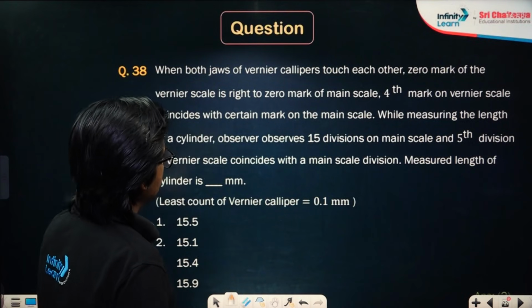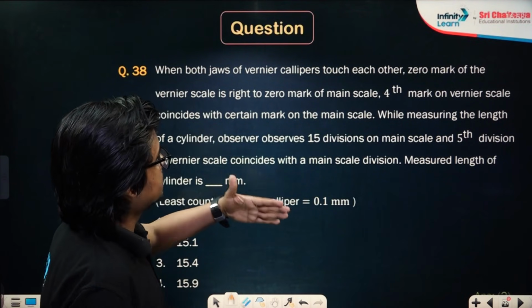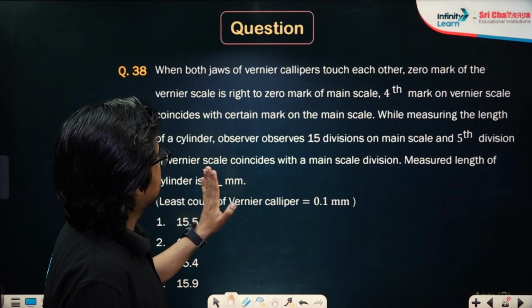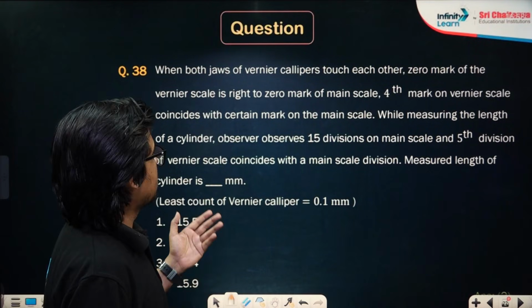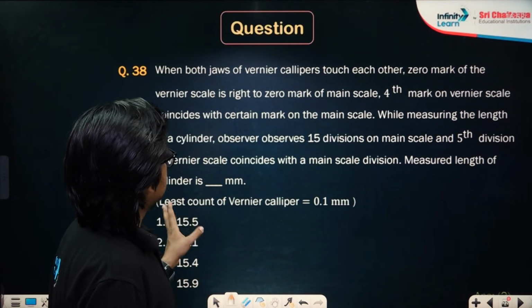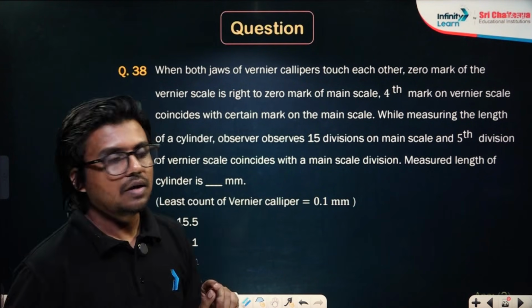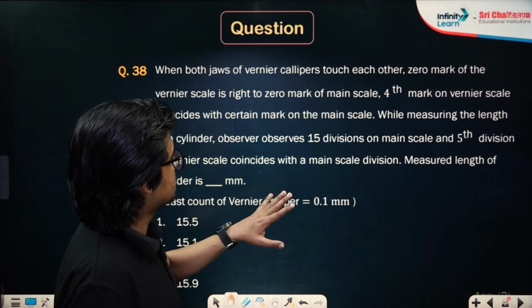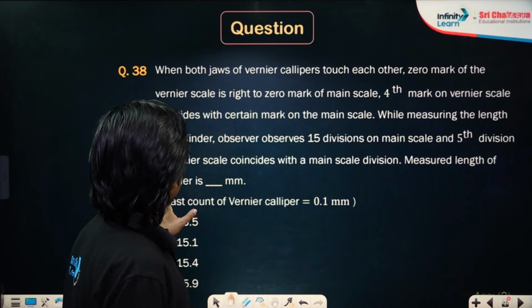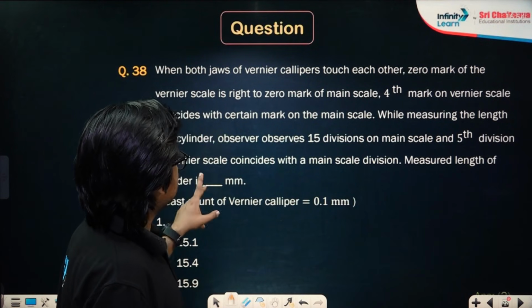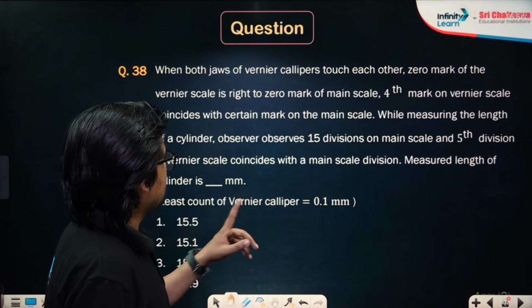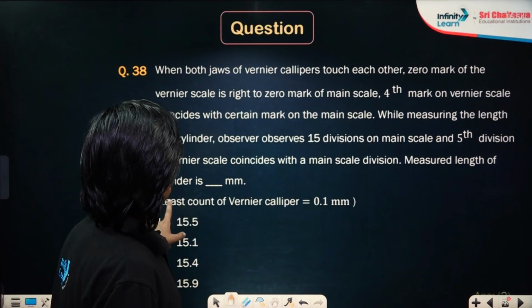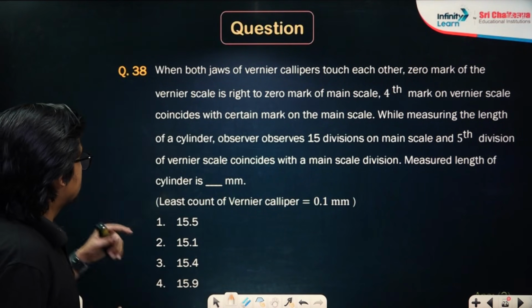Next question. When both jaws of a vernier calipers touch each other, 0 mark of the vernier scale is right to 0 mark of the main scale. Fourth mark on vernier scale coincides with a certain mark on the main scale. While measuring the length of a cylinder, the observer observes 15 divisions on main scale and fifth division of vernier scale coincides with the main scale division. Measured length is in millimeter. Okay, how much is that in millimeter?